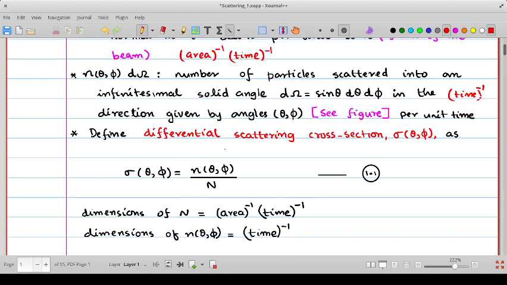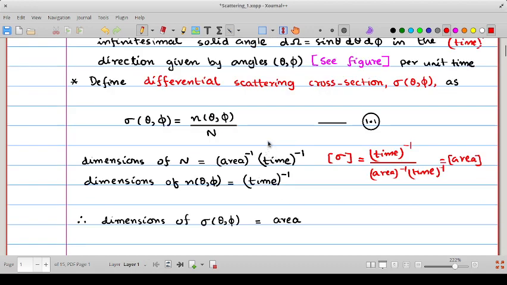Now we can define a quantity called the differential scattering cross section, which depends upon the direction theta and phi, as follows. Sigma(theta, phi) is defined as n(theta, phi) divided by the incoming flux N. Now since small n has dimensions of inverse time and the flux has dimensions of inverse area times inverse time, the differential scattering cross section sigma has dimensions of inverse time divided by inverse area times inverse time, which is equal to dimensions of area. So differential scattering cross section has dimensions of area.